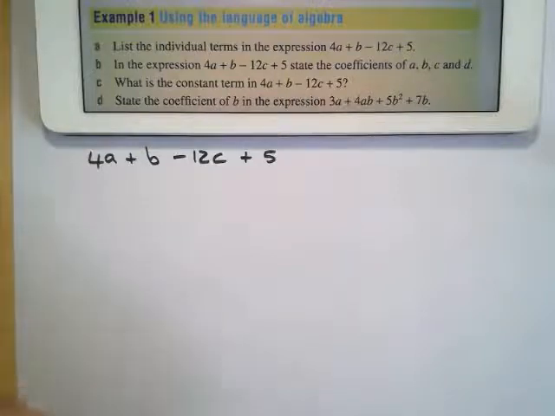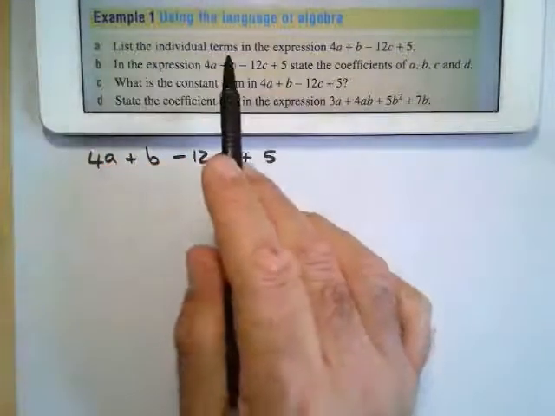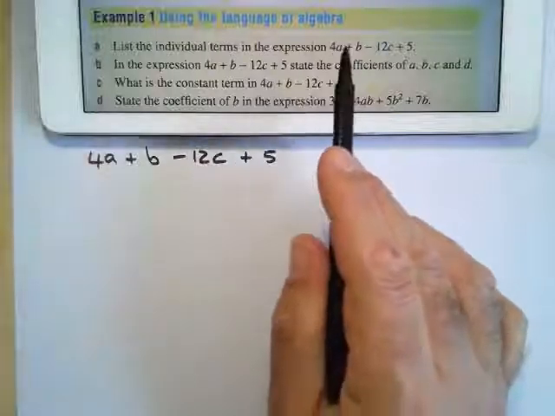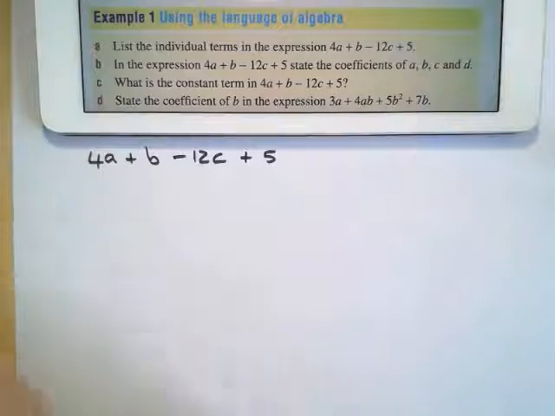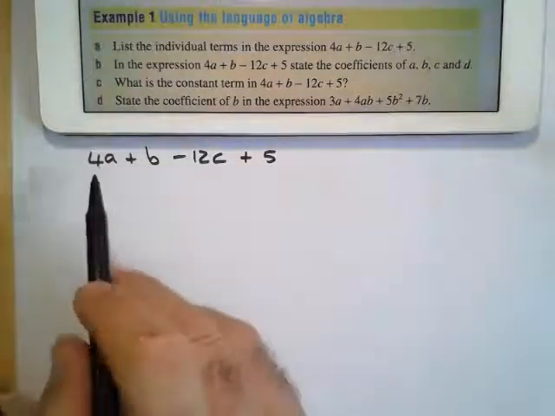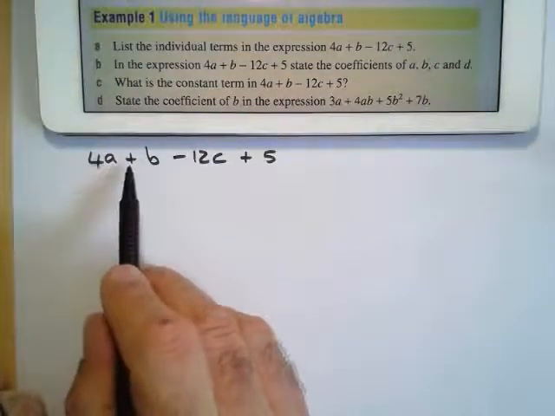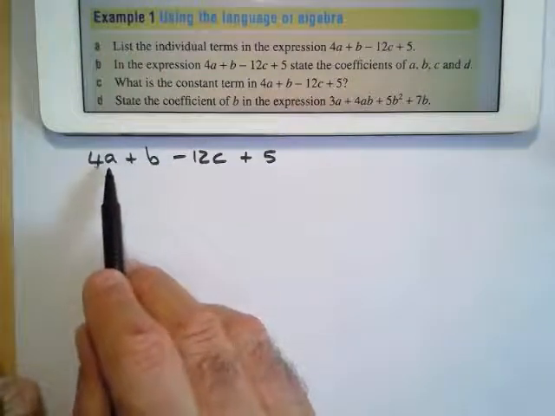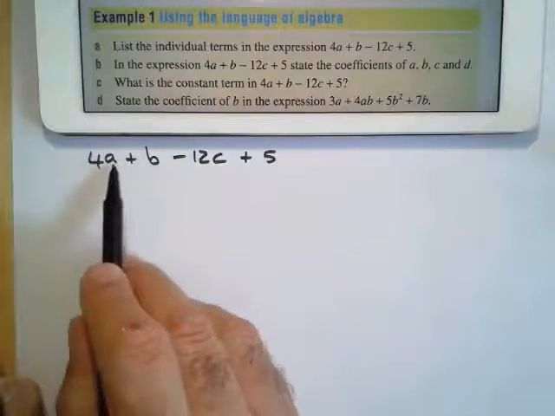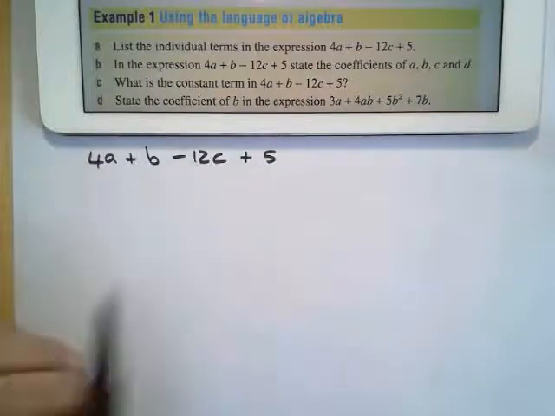Using the language of algebra, list the individual terms in the expression 4a plus b minus 12c plus 5. So if I have to list them, remember we said that a plus or a negative distinguishes our terms, so it separates, which means we have one term, two terms, three terms, four terms.